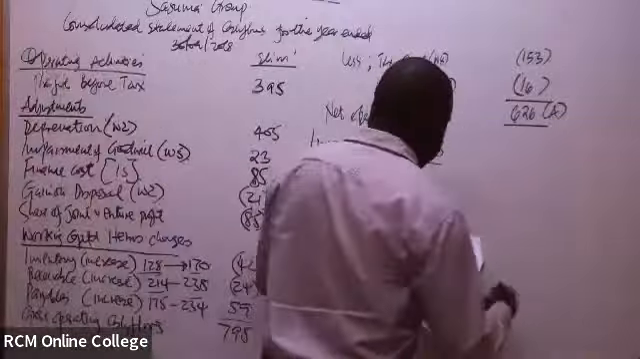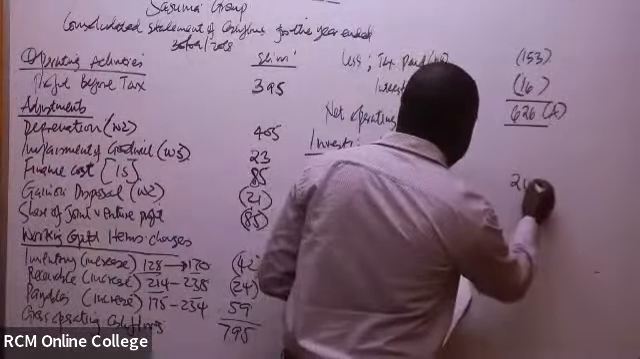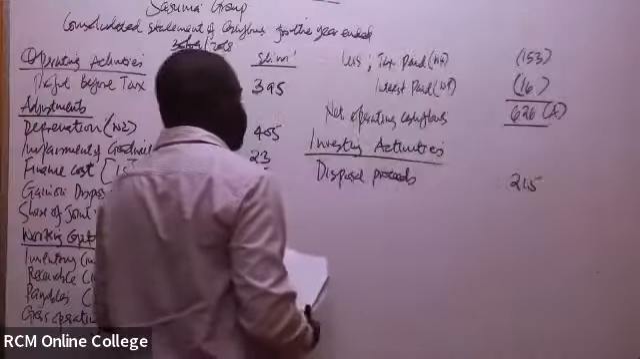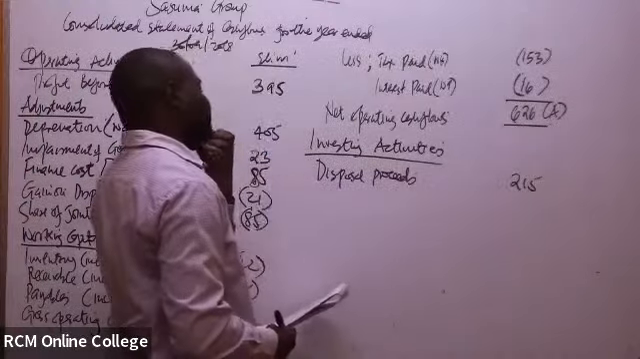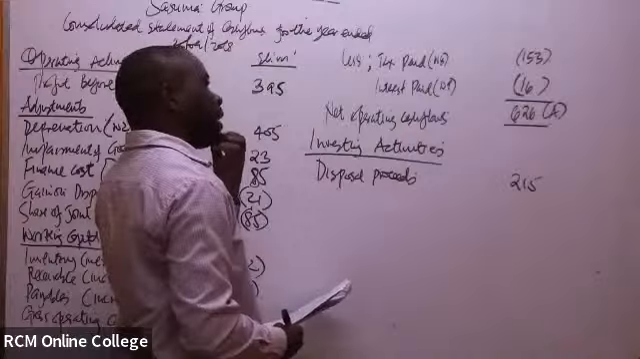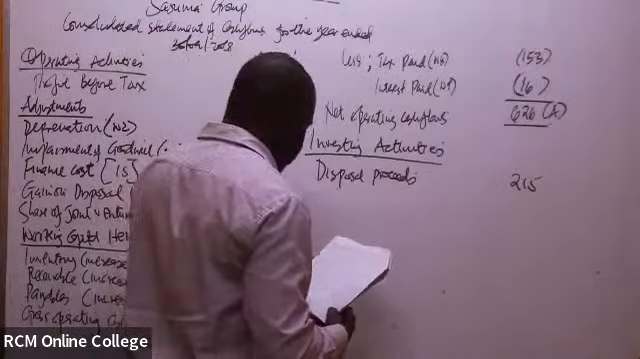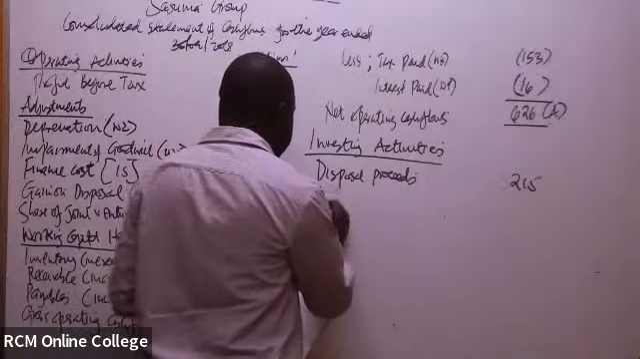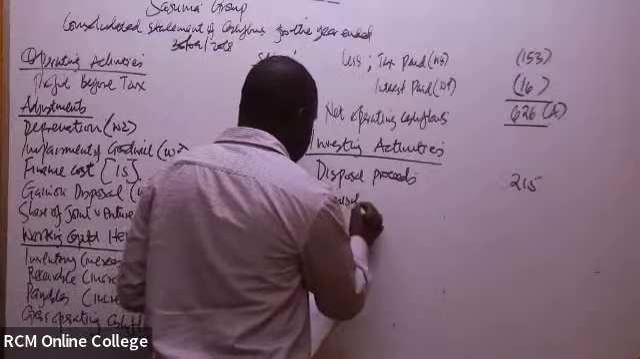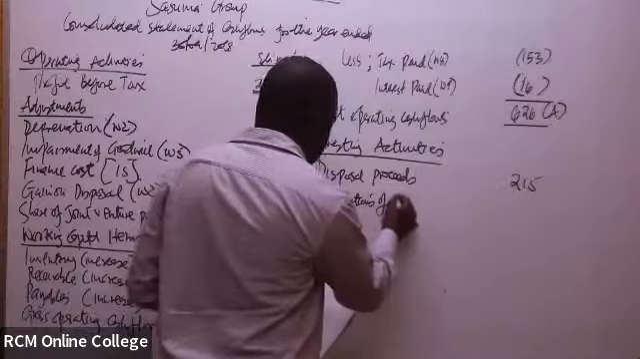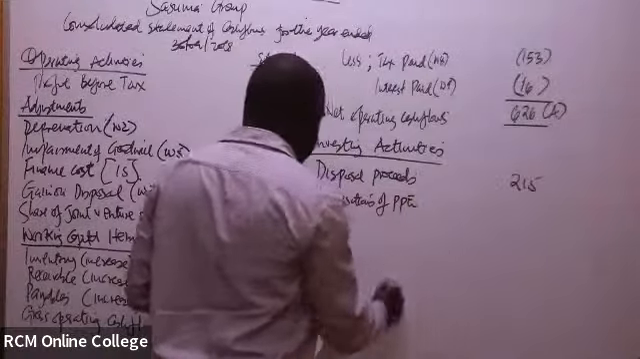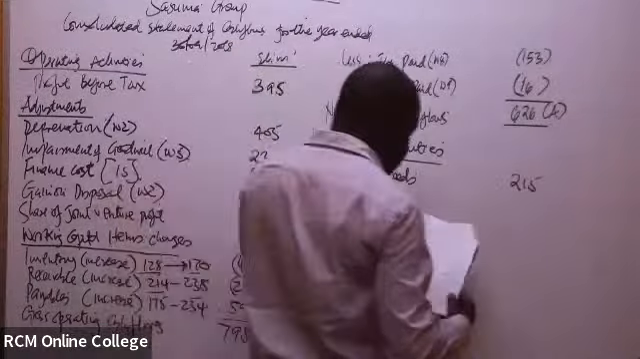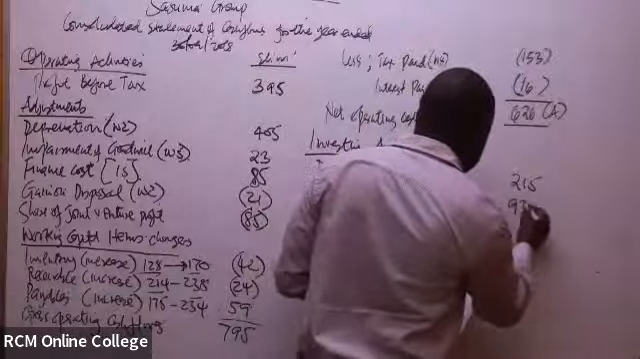So they paid, as per note number 1, 215. But as per the property, plant, and equipment account under working number 1, there were some extra acquisitions done during the year. So therefore, we have acquisitions of property, plant, and equipment, which has a balancing figure of 935.